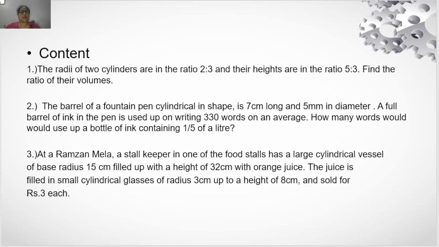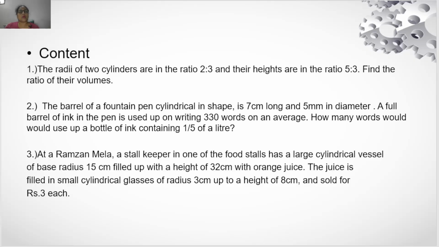The first question is the radii of two cylinders are in the ratio 2:3 and their heights are in the ratio 5:3. Find the ratio of their volume. Then second question, the barrel of the fountain pen, cylindrical in shape, is 7 centimeter long and 5 millimeter in diameter. A full barrel of ink in the pen is used up on writing 330 words on an average. How many words would use up a bottle of ink containing 1/5 of a liter?